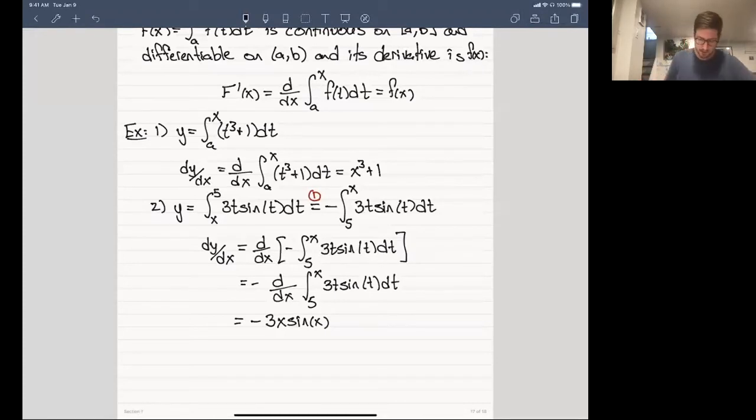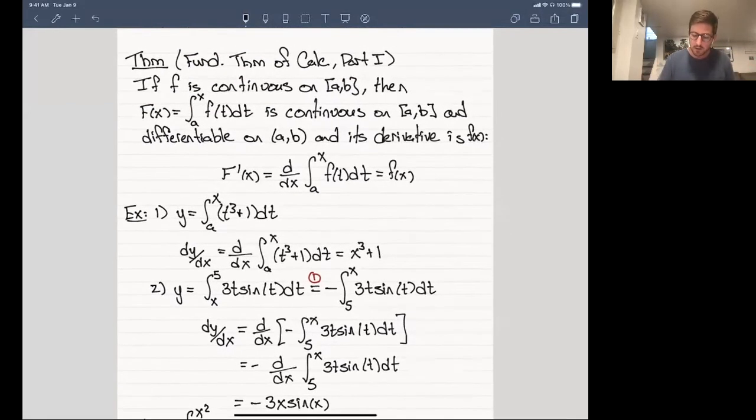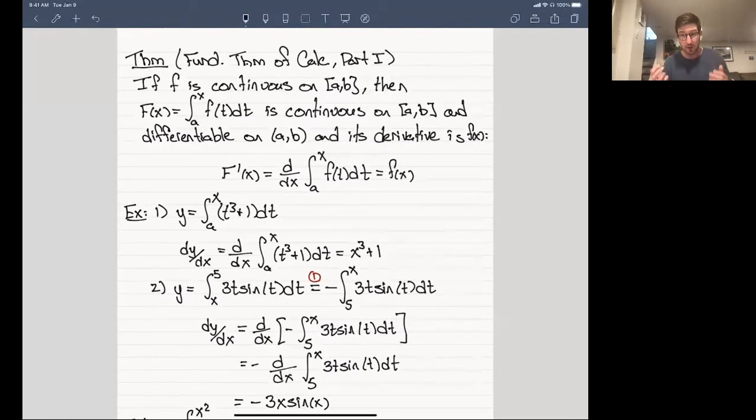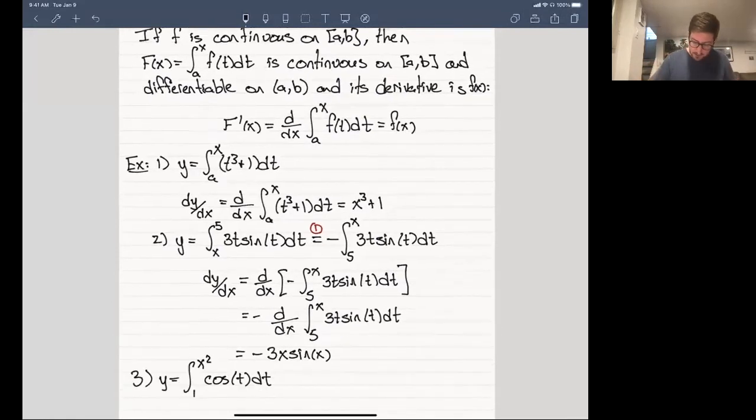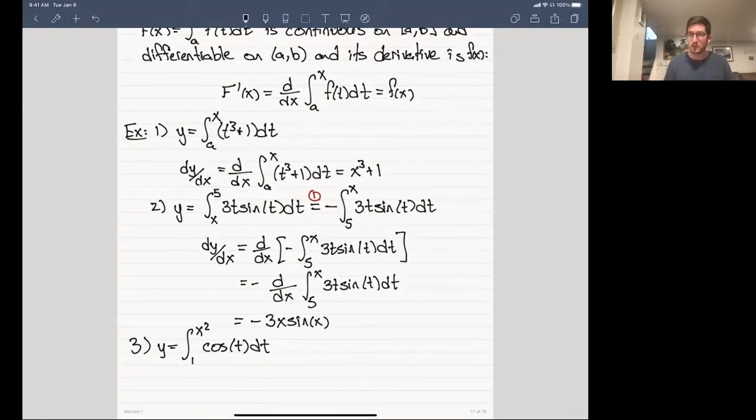Okay, let's look at another example. Let's do y is equal to the integral from 1 to x squared of cos of t dt. Okay, this one's a little bit more hectic looking, right? Because the fundamental theorem of calculus part 1 tells us that we can only take derivatives when the upper bound is just a single variable, like x. But in this case, we're integrating all the way up to x squared. So what happens? How do we view this?